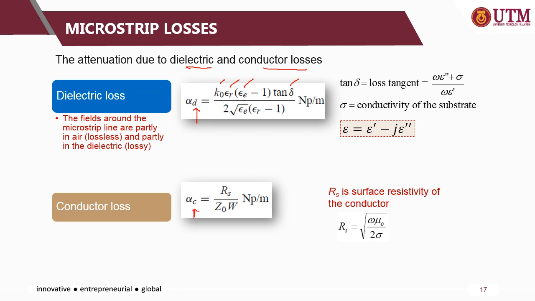C for conductor loss, alpha is the attenuation or the loss, where it relates the RS, the surface resistivity of the conductor, which you can estimate by using this equation, divided by the characteristic impedance and also the width of the structure. Okay, the dielectric loss, as I mentioned, is due to the fields around the microstrip line itself, where the strip line is exposed to the air and also to the substrate material or dielectric materials, which are lossy materials.